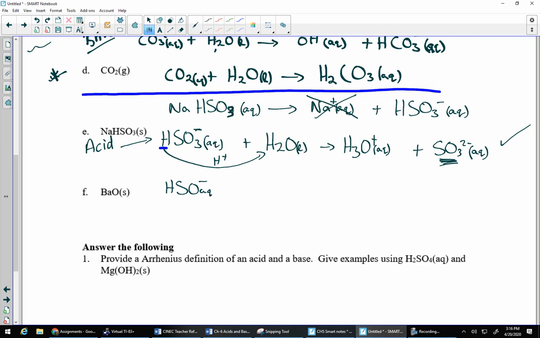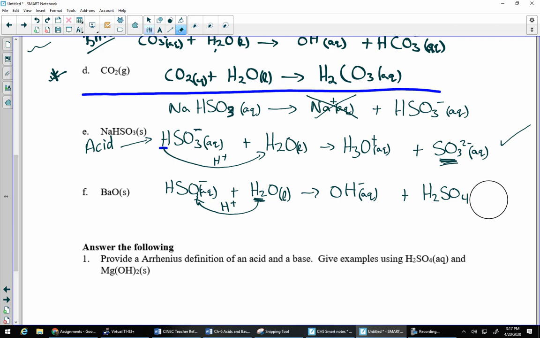HSO3 negative plus H2O. If it were to become a base, one of the hydrogens would have to be given over here. So H plus, one of the hydrogens given that way, from the water to the HSO3. And if that happens, we'd end up with H2SO3, aqueous. I'm getting tired of this example. You probably are too.